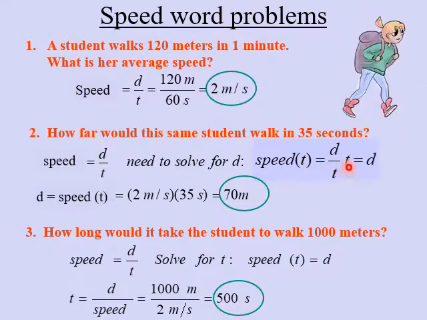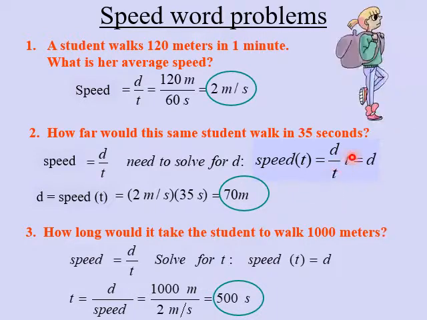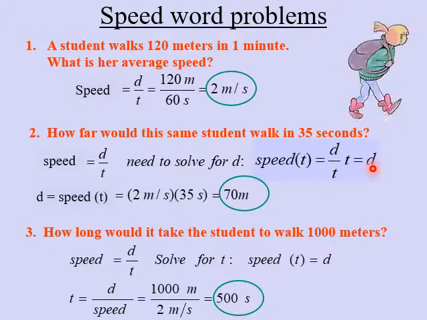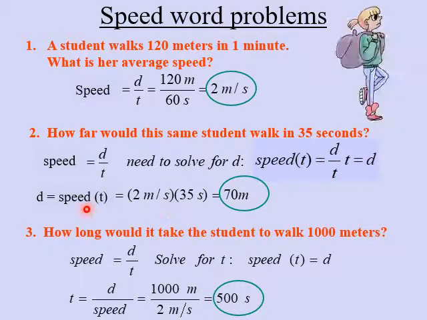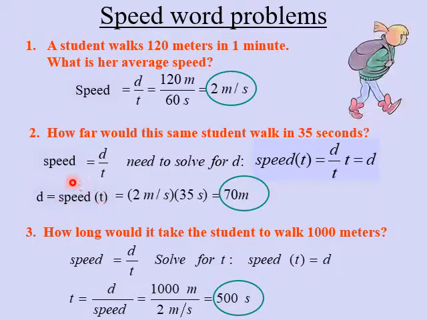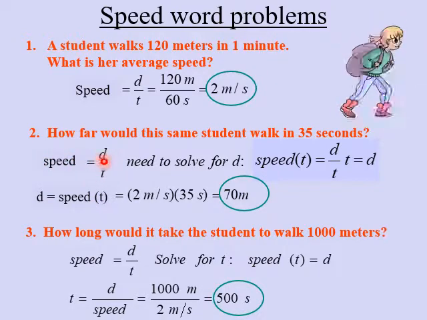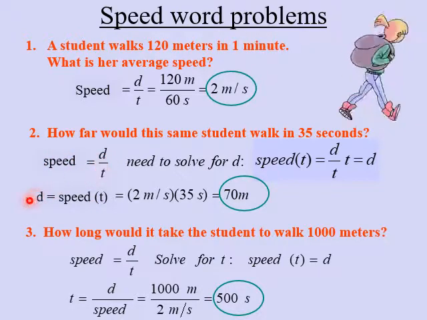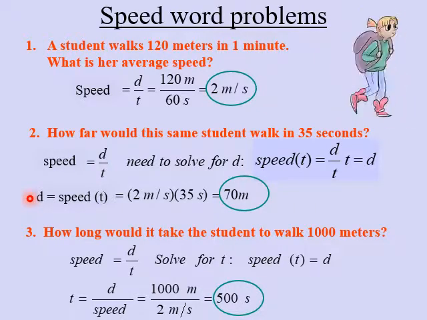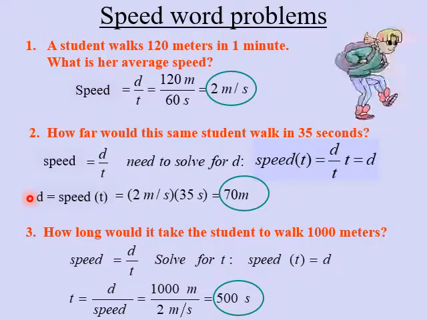Now, of course, we multiplied by t to cancel this t down here. So those t's cancel out, and we're left with just d by itself. So we see that distance is equal to speed times time. So this equation here is really the same equation as we showed up here. Speed equals distance divided by time. It's just been rearranged and written in a different way. In other words, we solved for d instead of for speed. But technically, it's the same equation.